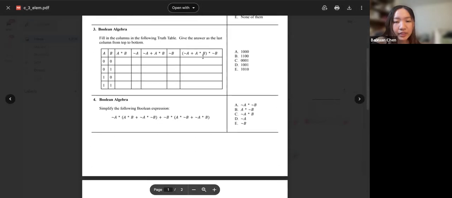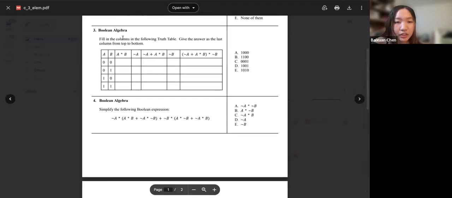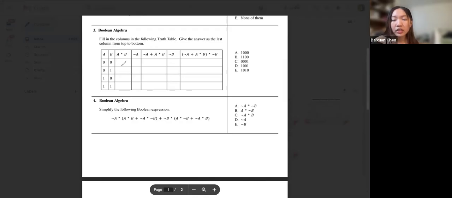Okay, so moving on to this. Fill in the columns in the following truth table. Give the answers as the last column from top to bottom. So we want this column. First we have a times b. Times is just and, so the only one that will evaluate to true is if they're both 1. So then we have 0, 0, 0, 1. And then we have not a. So it's 1, 1, 0, 0.